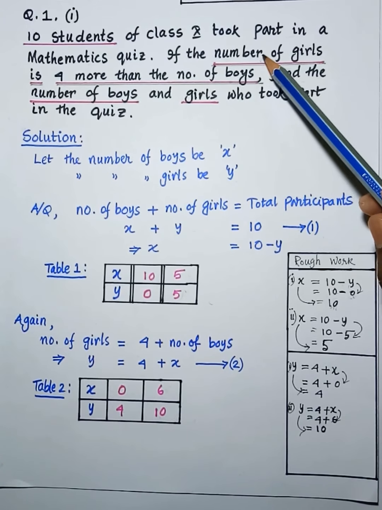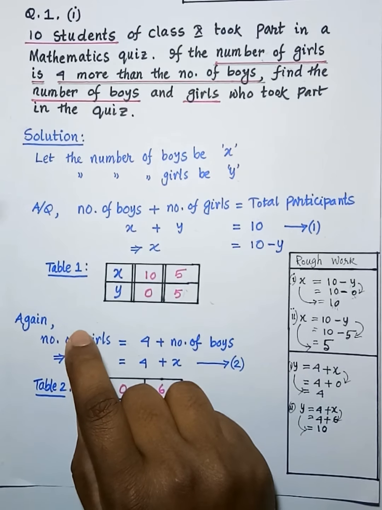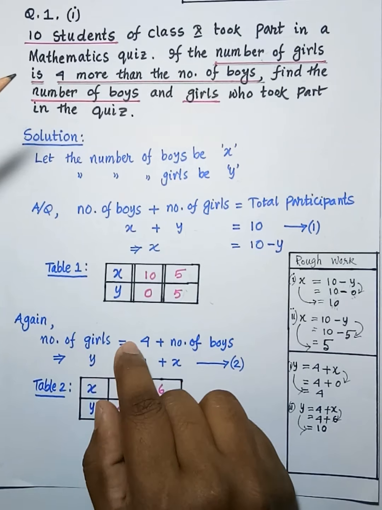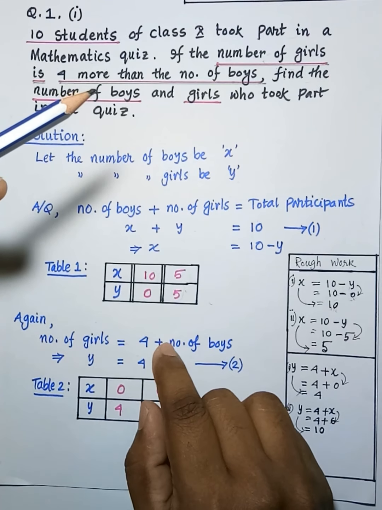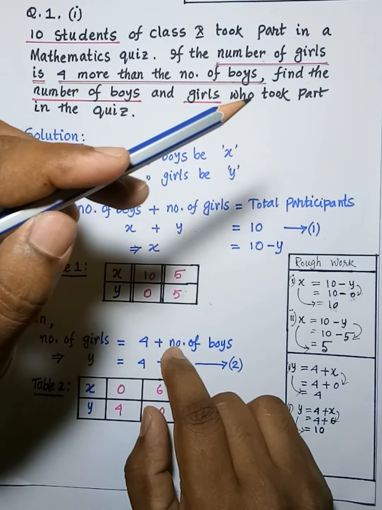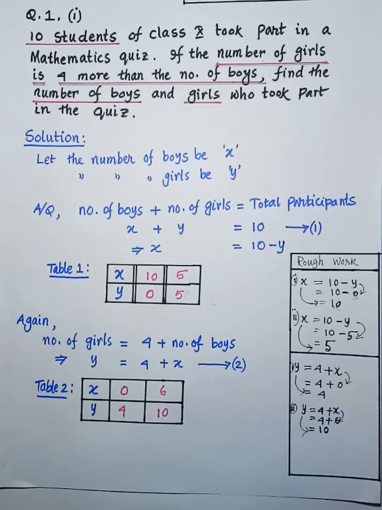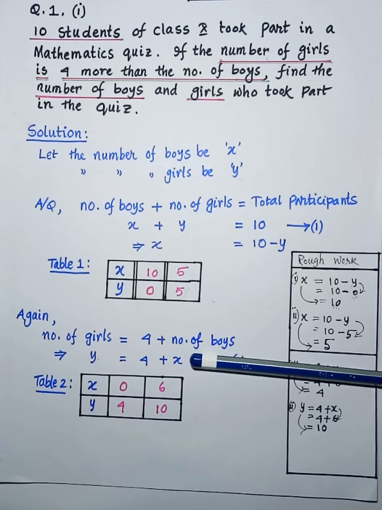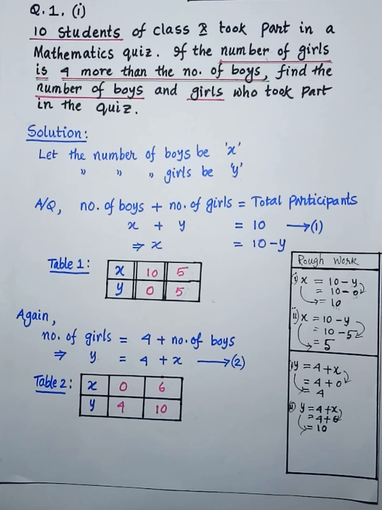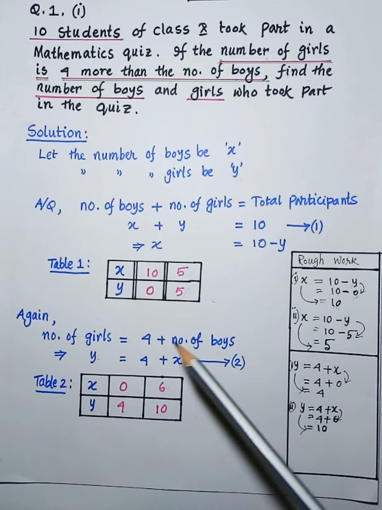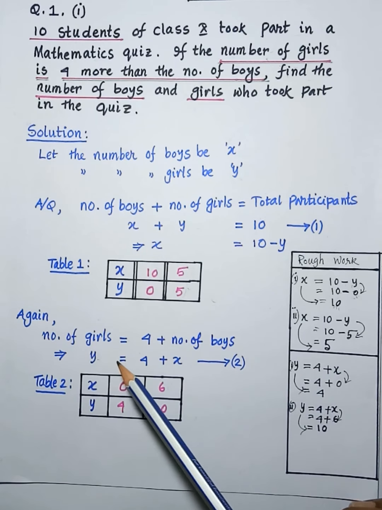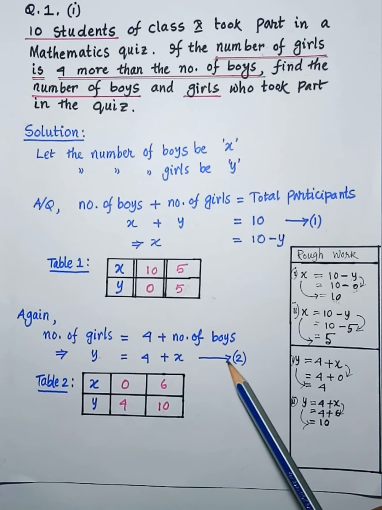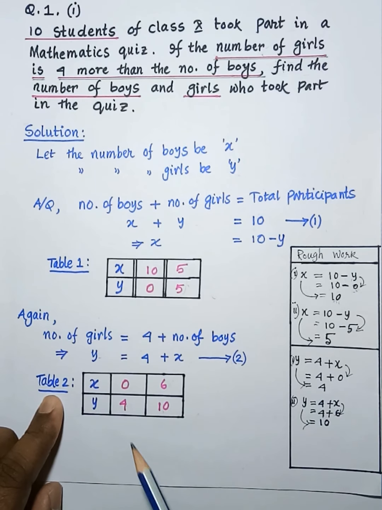Statement: number of girls is, means equal, 4 more means 4 plus, then the number of boys. Number of girls is y equal to 4 plus number of boys is x. So we are getting the second linear equation in two variables x and y. Obtain two solutions of this equation 2 and fill this table 2 relating x and y.